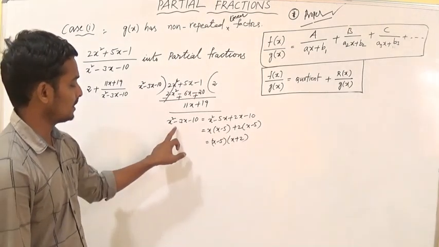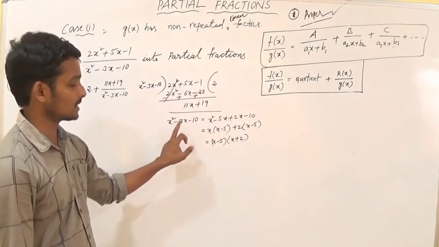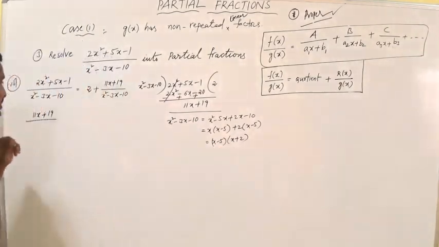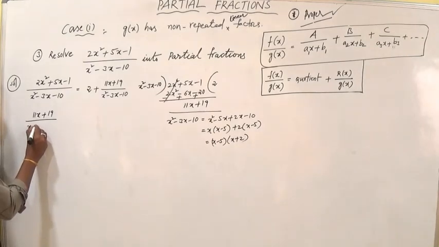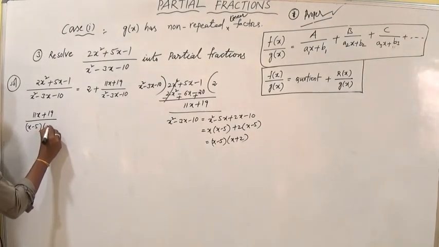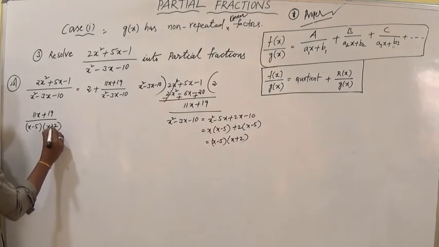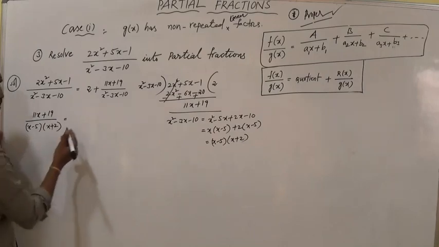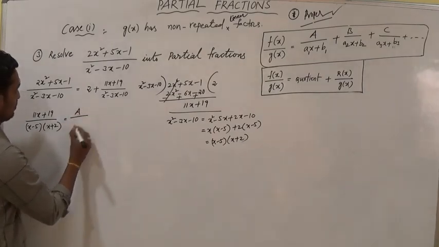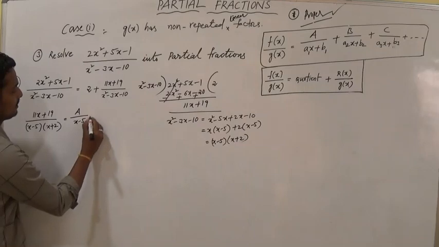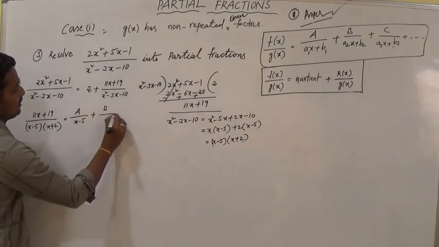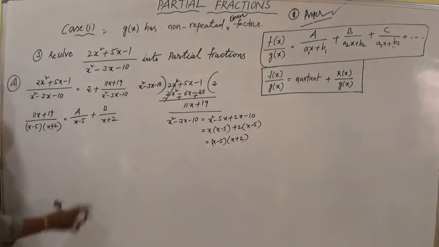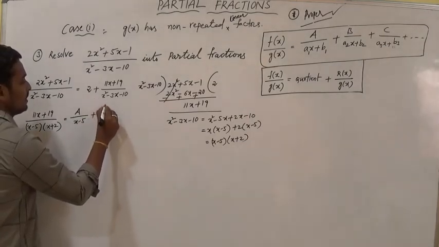So the denominator x square minus 3x minus 10 has two factors: x minus 5 and x plus 2. That is it. So it has two factors. We are writing two terms, that is A by x minus 5 plus B by x plus 2.